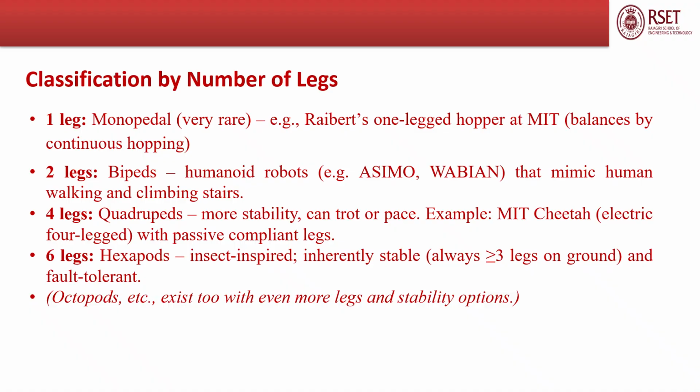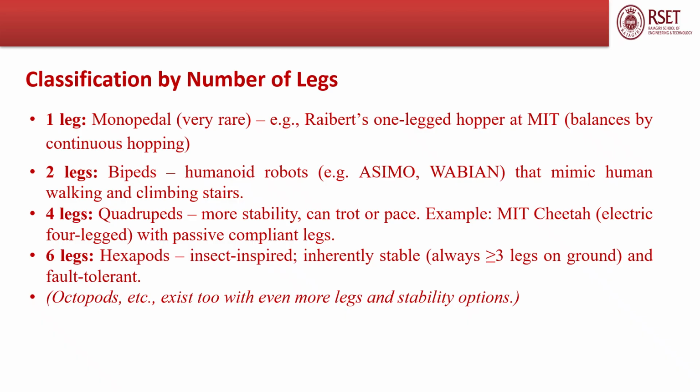Now we'll see the classification of the leg robots based on the number of legs. One-legged hoppers must balance on a single point. Two-legged bipeds must constantly balance forward and backward. Four-legged robots, like a dog, can use a three-leg tripod gait to stay very stable. Six-legged robots, hexapods, can always keep at least three legs on the ground, giving excellent static stability.